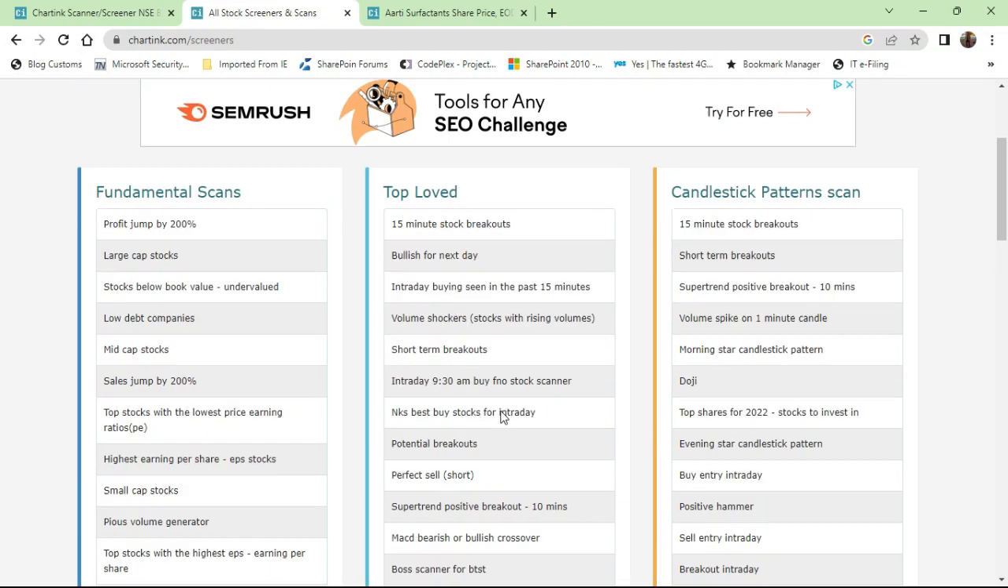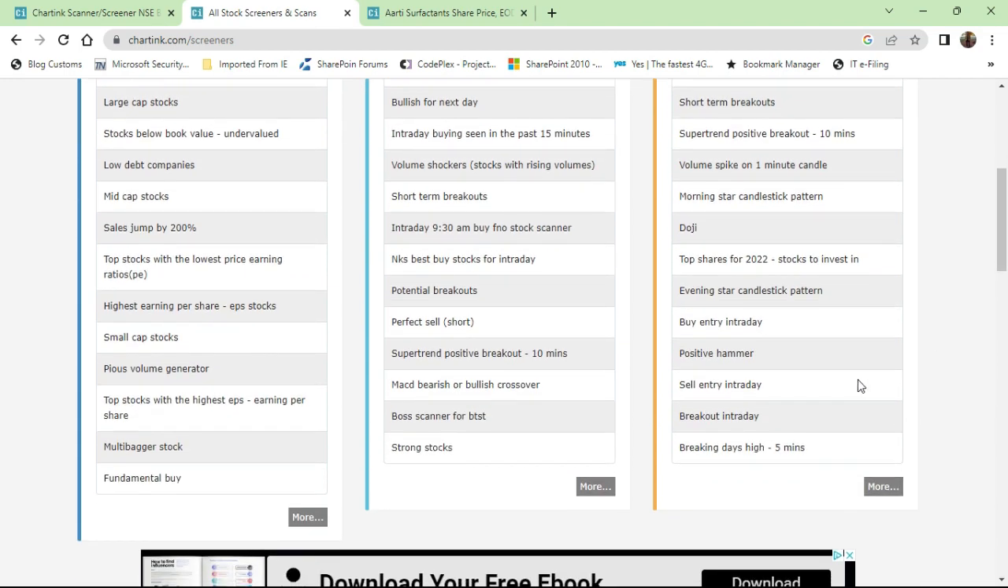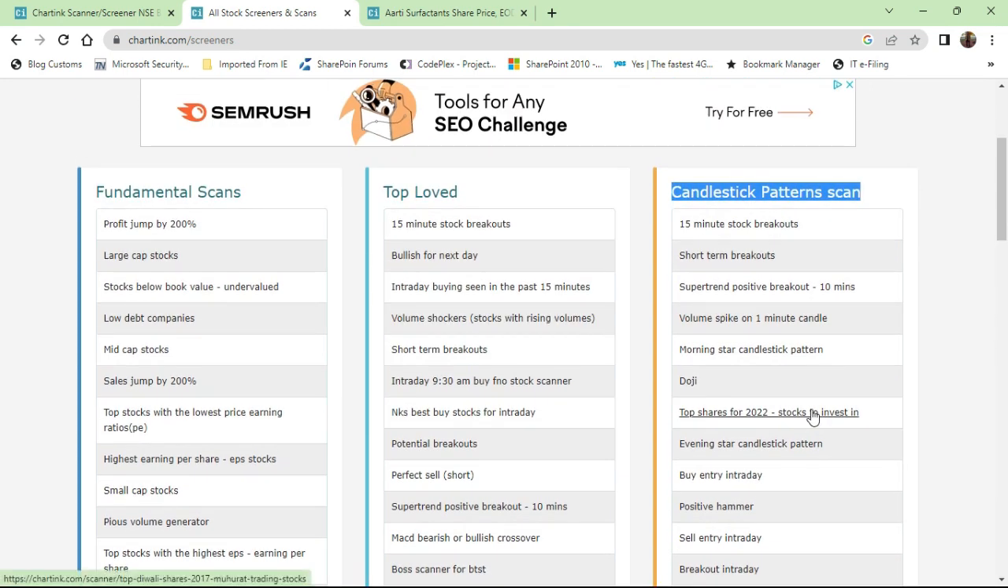These are the top-level scanners, meaning most of the buyers or most of the investors are using these scanners. These are the candlestick pattern scans, which means that the stock is buying with a specific candle, either a bullish candle or a bearish candle or a crow type candle. These are the scanners where you can find all the candlestick patterns.